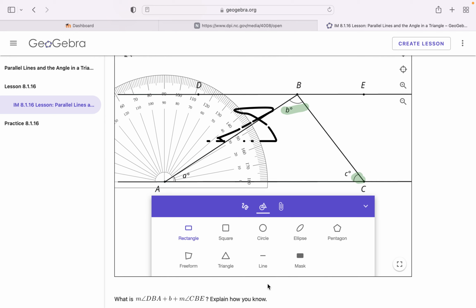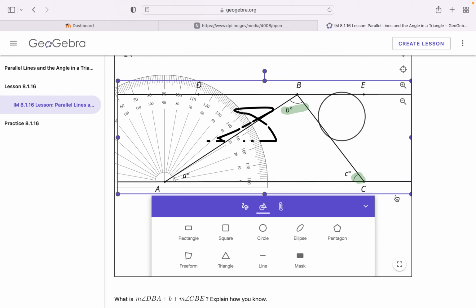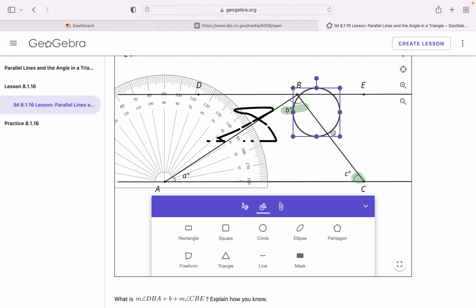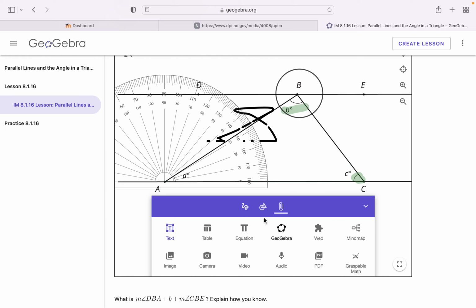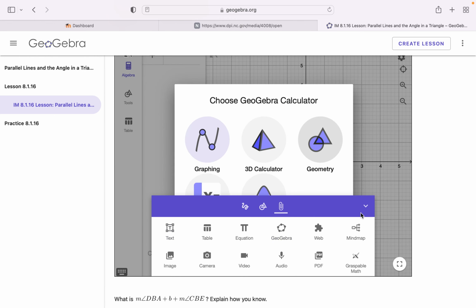And here we can see that students are also able to draw shapes just to aid their thinking. Maybe if they knew a circle was 360 degrees, maybe this would help them. We could also see that they're able to access GeoGebra, mind maps, webs, PDFs, and stuff like that to help, or type out their answers if they want to. So let's go ahead and go to GeoGebra.